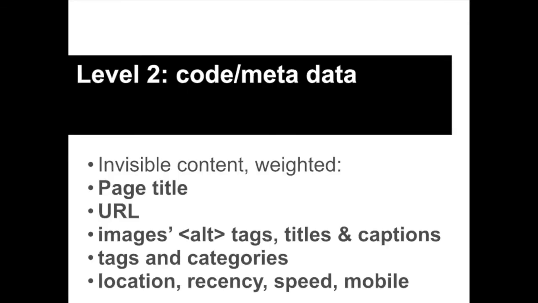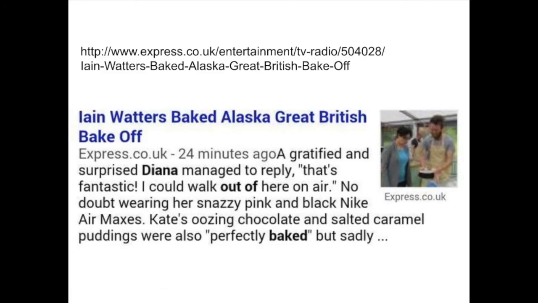Level 2 of search engine optimization refers to the invisible content, the code that's underpinning the page. That includes things like the URL, the title of the page, which is what appears across the bar in the browser, properties of images such as the alt tags and captions around them, metadata like tags and categories, and also some context to the story, like how recently it was published, where it was published, and whether it's optimized for mobile and loads quickly. Here is an example of the distinction between invisible and visible content.